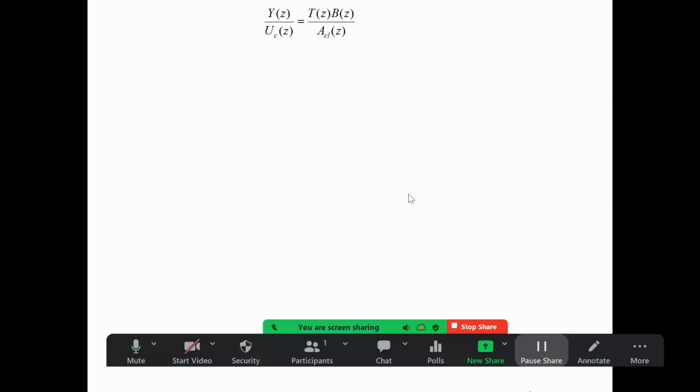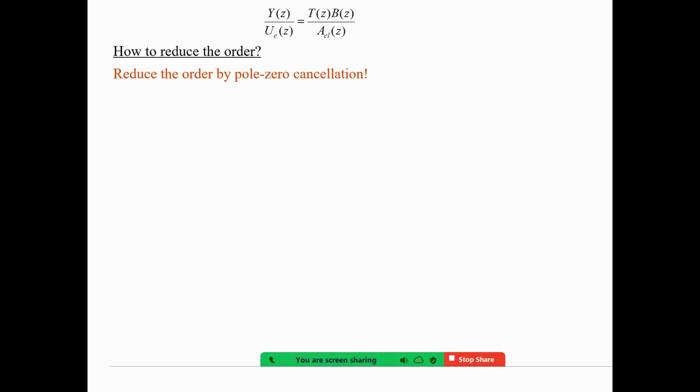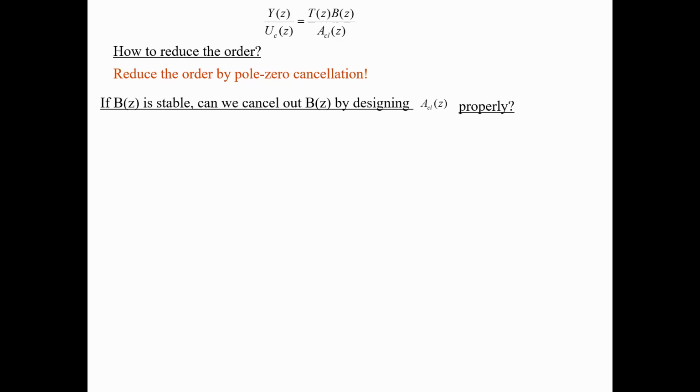Now, let's look at this one, and then we want to reduce the order. How do we reduce the order? Here, the main technique is pole zero cancellation. Then you may wonder, at the beginning I mentioned you cannot simply cancel out the pole and zero, but there is one condition under which you can. That is when the whole system is stable. When the whole system is stable and you have stable factors, you can cancel them out. Okay. So here we use the stable pole zero cancellation.